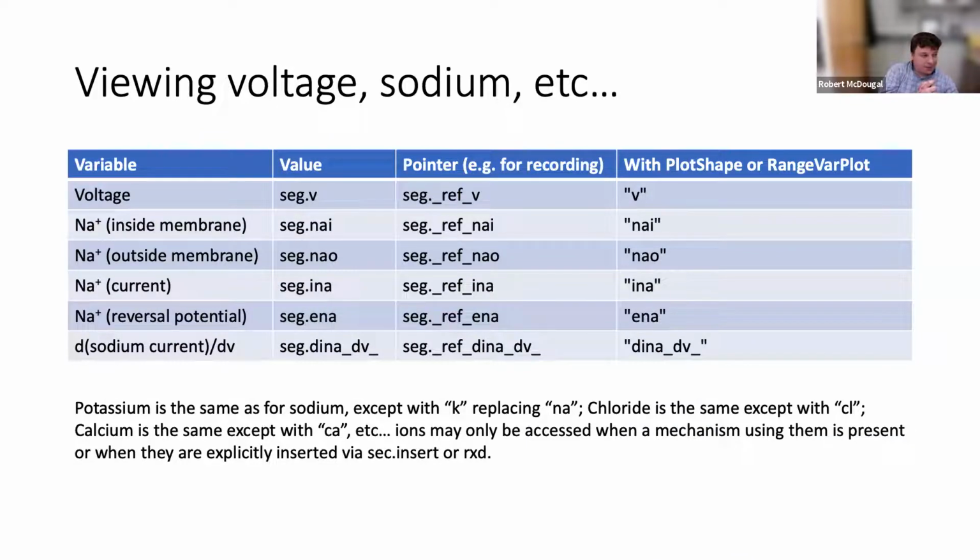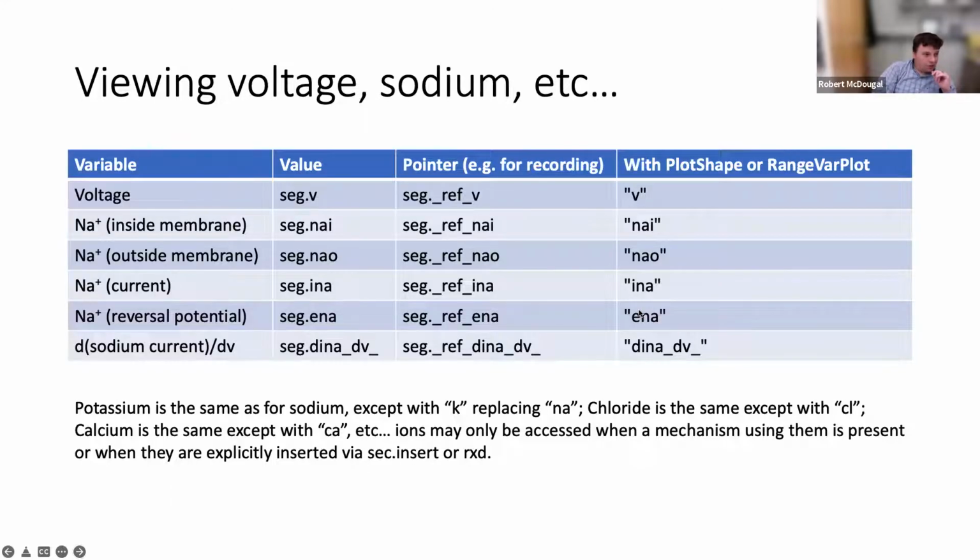NEURON has a naming convention. If I want to refer to the voltage, it's v. If I want to refer to the sodium that's inside the membrane, it's nai, or nao for that which is just outside. The current is ina. If I want to record how a current or a concentration changes over time, instead of recording the value itself, which is so seg.nai is the value of sodium right now in the segment, seg.ref.nai is the concept, which in C++ would be called a pointer. It's the concept of sodium concentration, so the value that it refers to is going to change over time. And that's what we allow you to record. We can pass these to PlotShape and RangeVarPlot to make it easy to graph them.